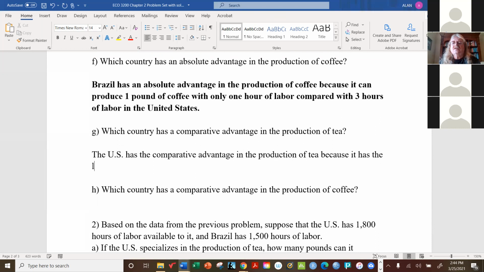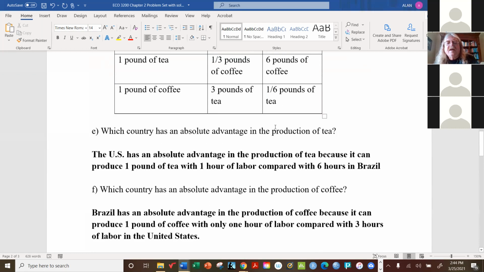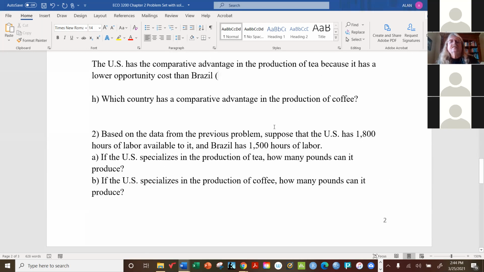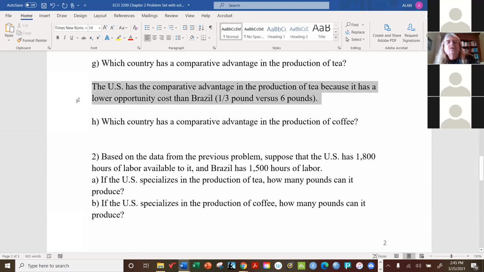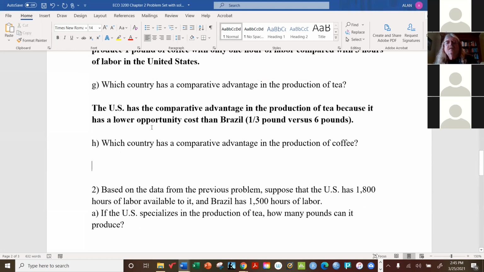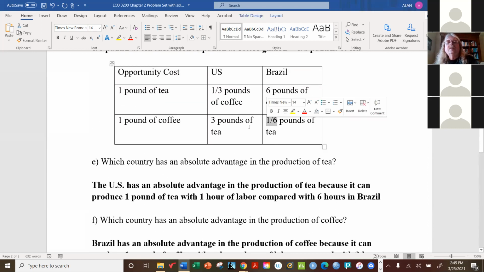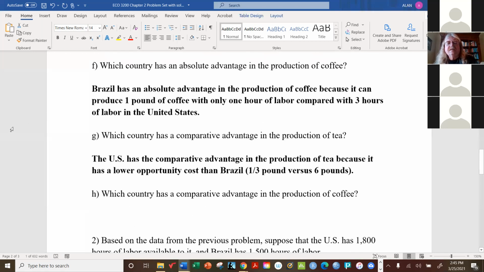Or I guess what I should say is it has a lower opportunity cost than Brazil. And if you want to be very specific, you can say 1/3 of a pound versus 6 pounds. Just to make it clear that clearly the US has much lower opportunity costs in the production of tea. But on the other hand, if you look at this chart, you'll see that clearly Brazil has the lower opportunity costs in the production of coffee, only 1/6 of a pound compared with 3 pounds of tea.